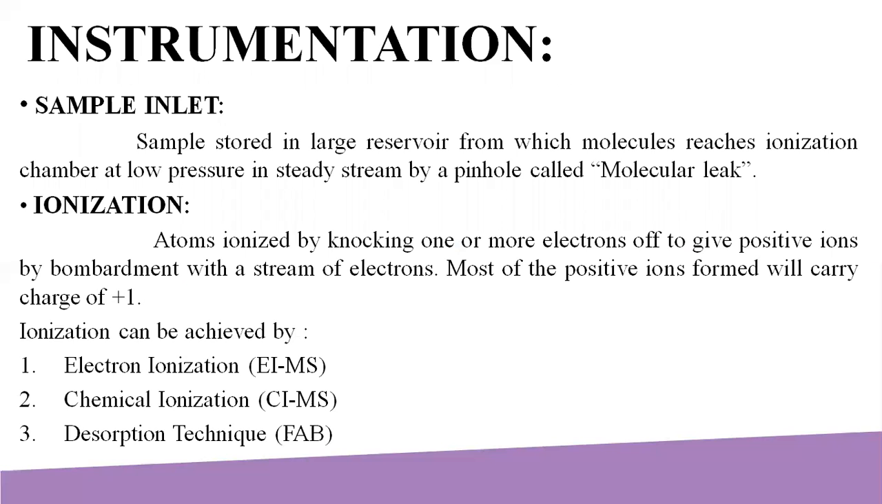Instrumentation, sample inlet. Sample is stored in a large reservoir from which molecules reach the ionization chamber at low pressure in a steady stream through a pinhole called a molecular leak. Ionization: atoms are ionized by knocking one or more electrons off to give positive ions by bombardment with a stream of electrons. Most of the positive ions formed will carry a charge of positive one.